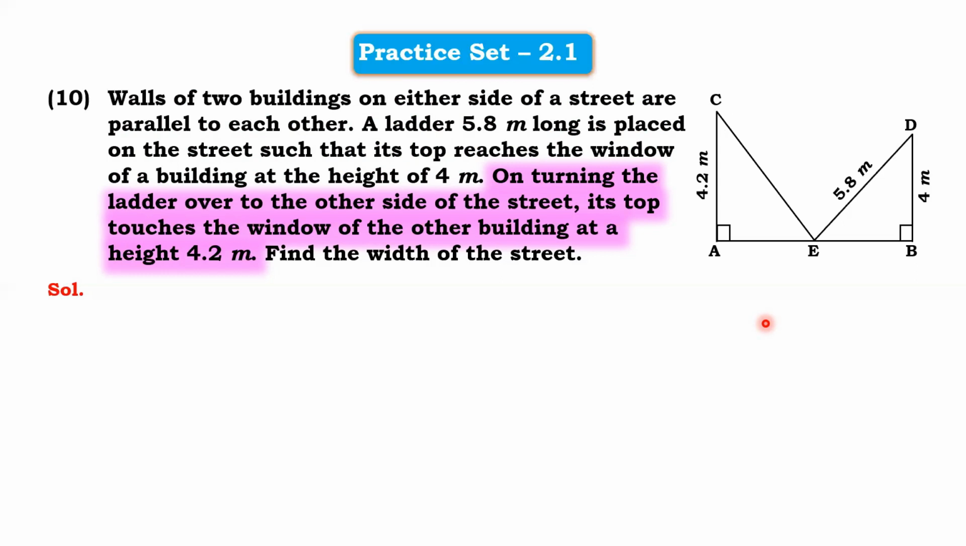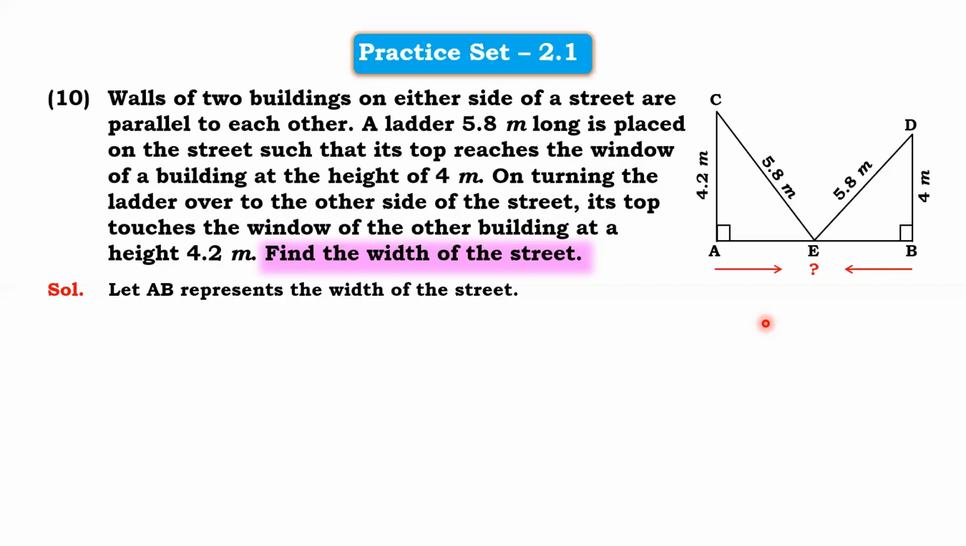That means C is the second position of the ladder. So the ladder remains the same, so the length of the ladder will not change. It will remain the same. So now if you see the figure, we have two right angle triangles in the figure. And since we have two right angle triangles, we'll be using the Pythagoras theorem two times. It's very clear. And what are we supposed to find in this sum? We have to find the width of the street. Now width of the street means we have to find the length of segment AB. Is it clear? So here we say let AB represent the width of the street.